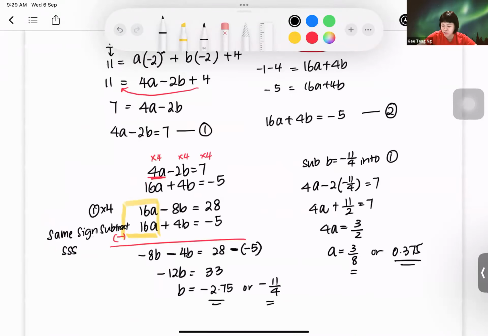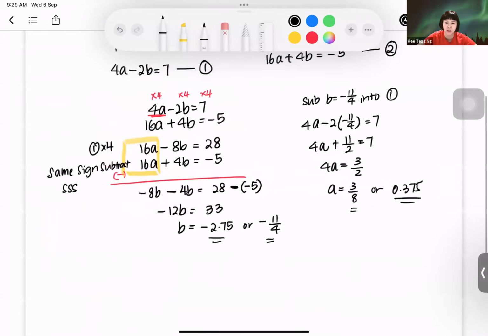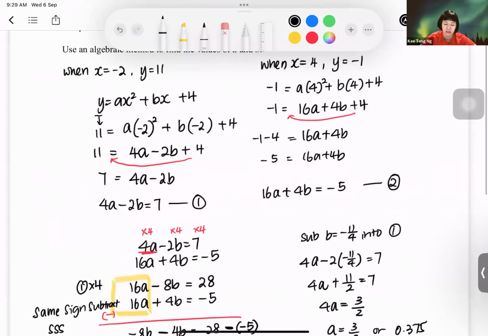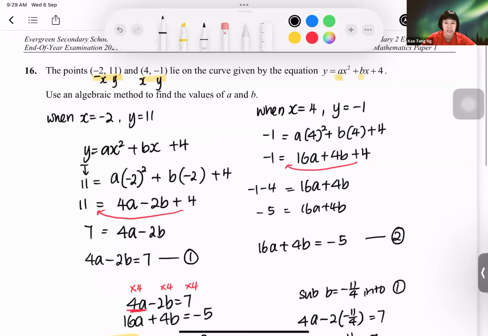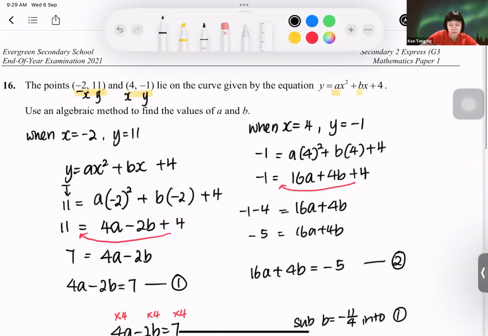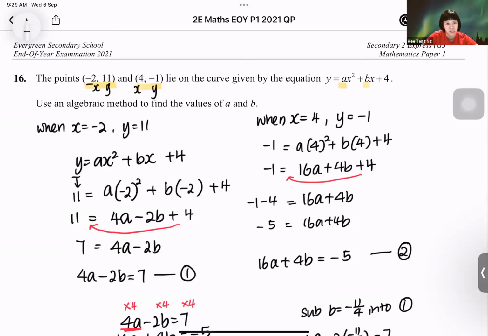But you see, this kind of question is 4 marks, cannot leave blank, must try. So intuitively, when you see that there's nothing else really, only the numbers, plug them into the equation and try to find something.